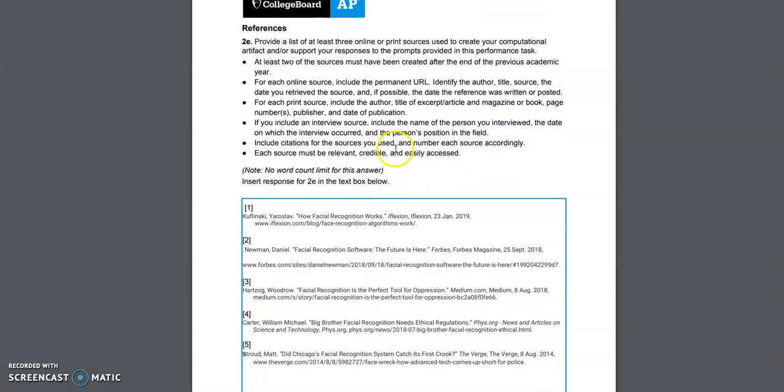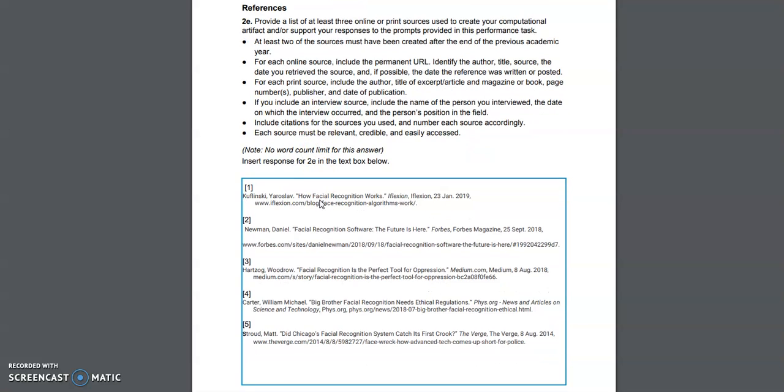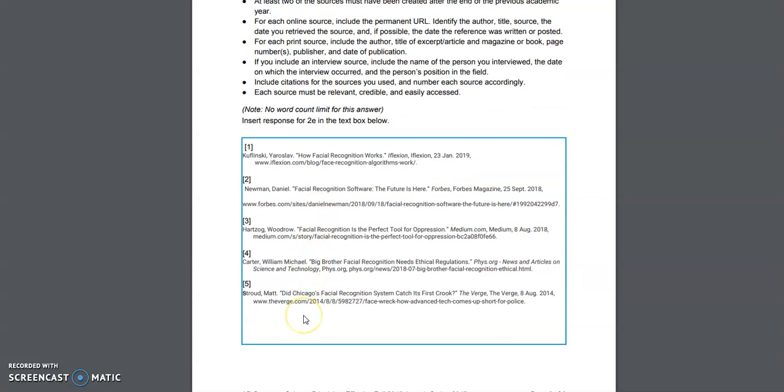Here is 2E, and this is where your sources go. At least two of your sources must have been created since the end of the previous academic year. So for us, that would be May 2019. Online source, here's what you need for that. Print source, interview, make sure you do citations. You can also include here if you pulled any images from the internet or you're using anything that's someone else's work. You would list that here. These numbers here would tie back to your citations that we just looked at up in the individual responses.